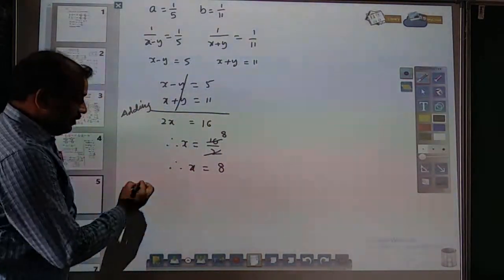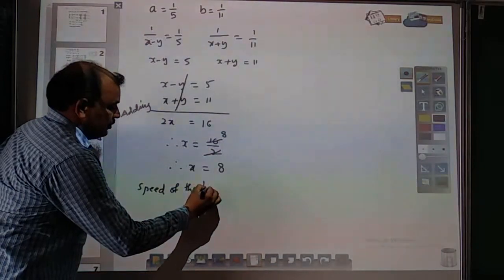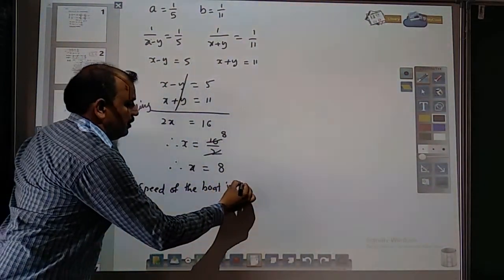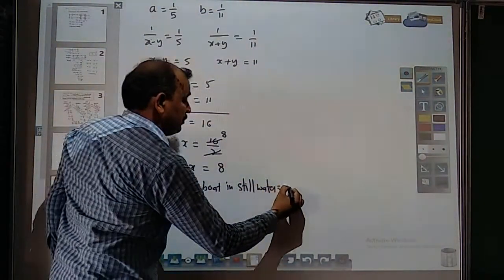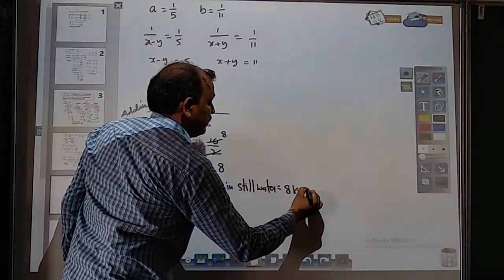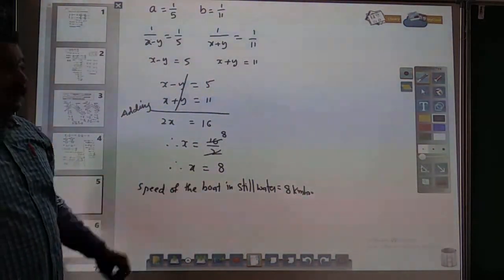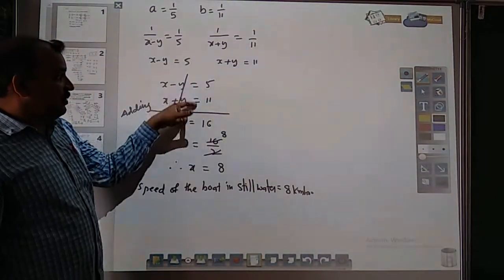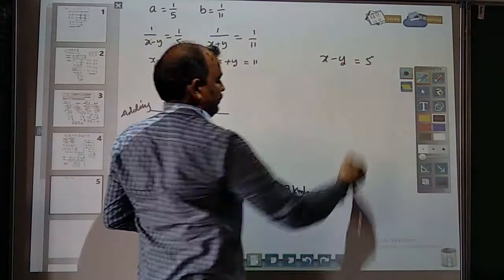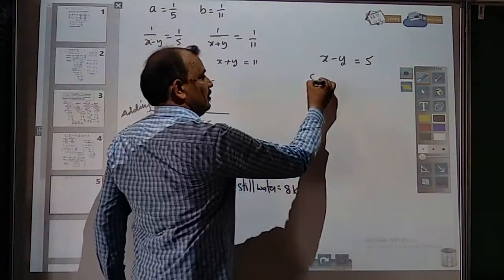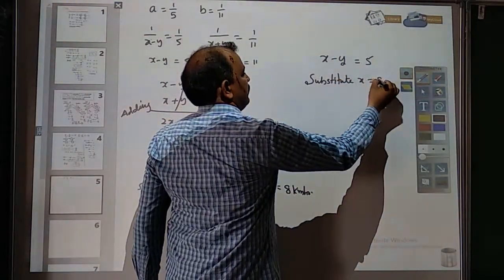x means speed of the boat in still water. It is equal to 8 kilometers per hour. So this x value, substitute in any one of the above equations. I am taking x minus y is equal to 5. Substitute x is equal to 8.